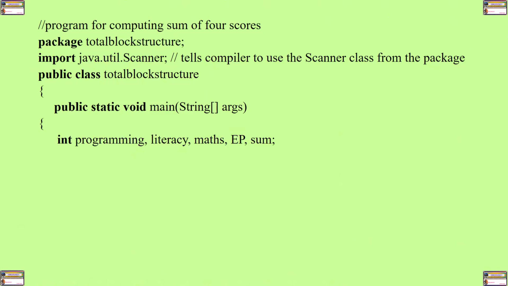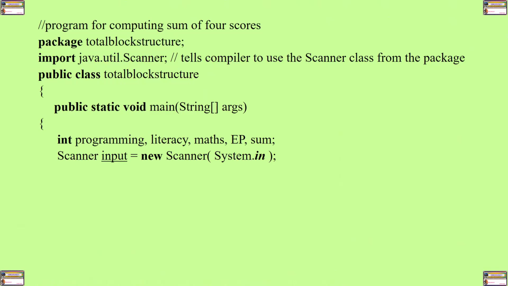So this statement is declaring local variables, which are four. They are of type integer or whole numbers. They include programming, literacy, maths, EP, and sum. In fact, these are not four variables, but they are five variables. We have five variables where one of the variables is for sum, but the number of scores are four. That is for programming, literacy, maths, and entrepreneurship or EP.